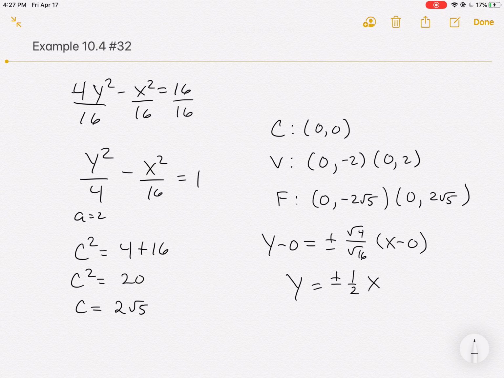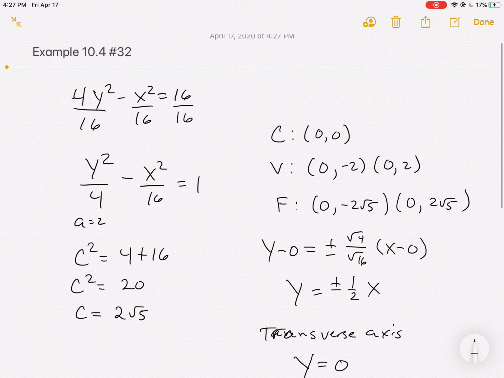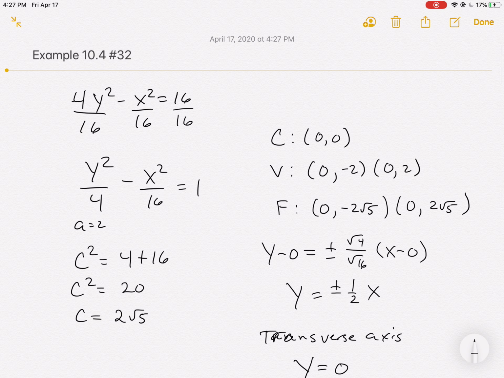The transverse axis is nothing more than, again, I don't know if I'll ask for it on the exam. Do it in the homework. The transverse axis is very easy. It's always the variable that's the positive one. So in this case, it's y equals, and so it's y equals the y coordinate that's in the center. So y equals 0 would be the transverse axis, and that's what you do in order to solve number 32. You just do that division so that you can read all the information.